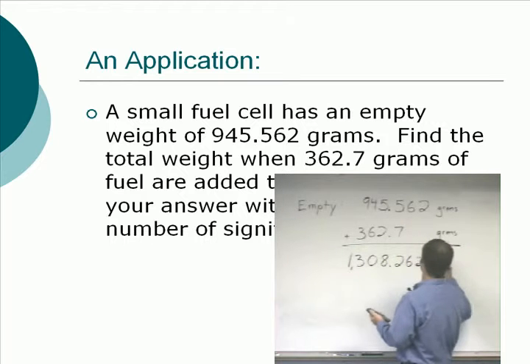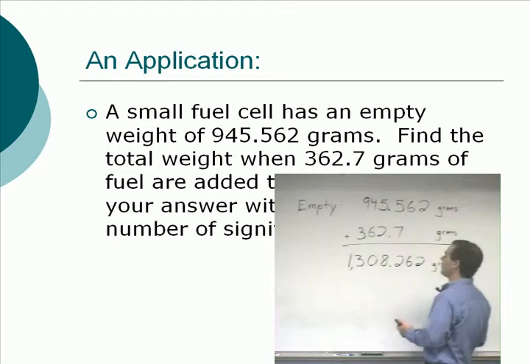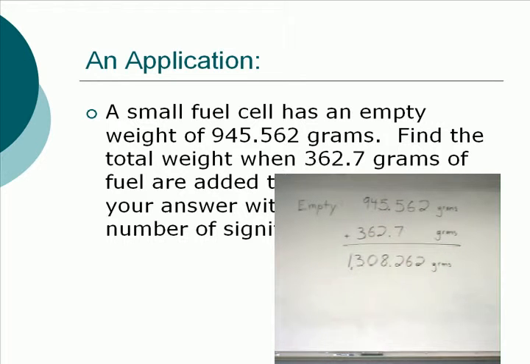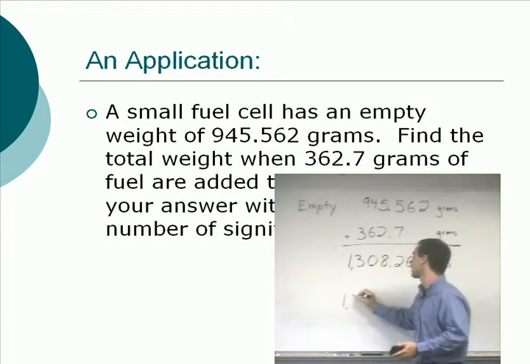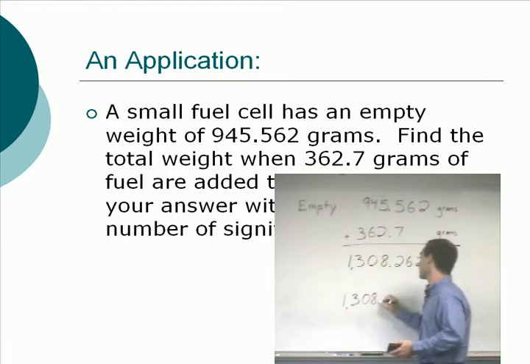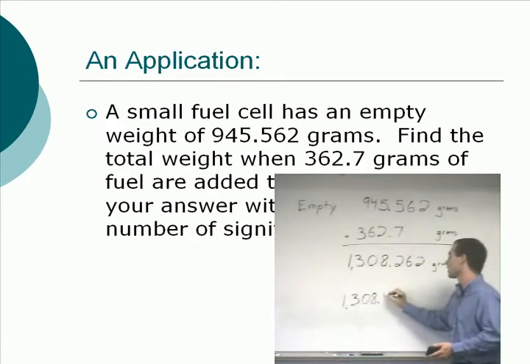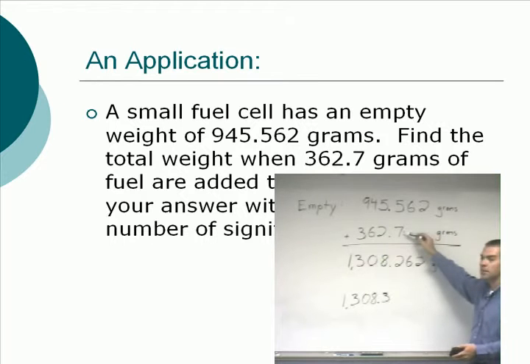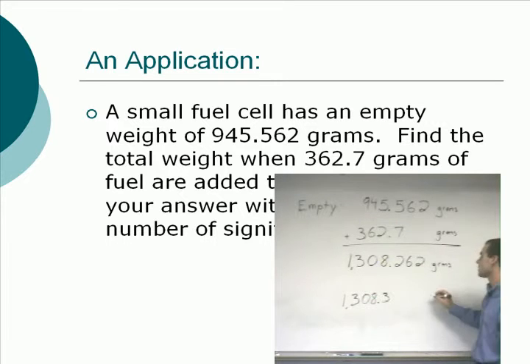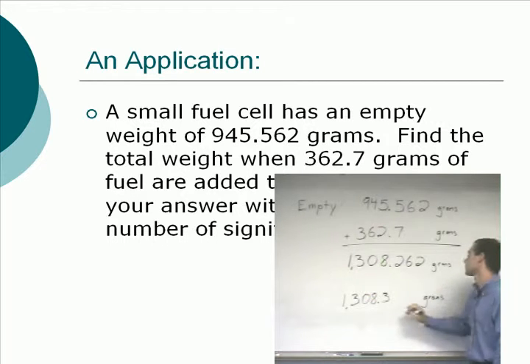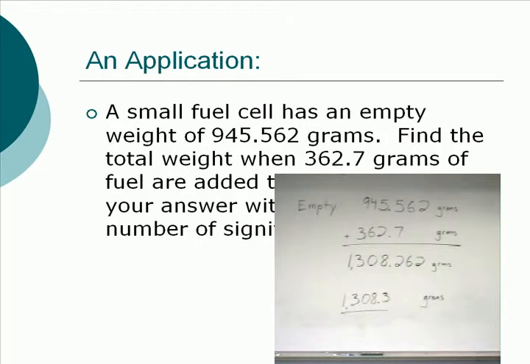1,308.262 grams. But we can't keep all that precision. This number is far more precise than this one is. In fact, where are we going to have to round this off? 1,308 point what? 3. This one is only precise to the nearest tenth, so that's our bottleneck. That's what limits us. And so we have to round this off at the nearest tenth, and we would say that the new weight, new mass, is 1,308.3 grams. That's the correct number of significant digits.